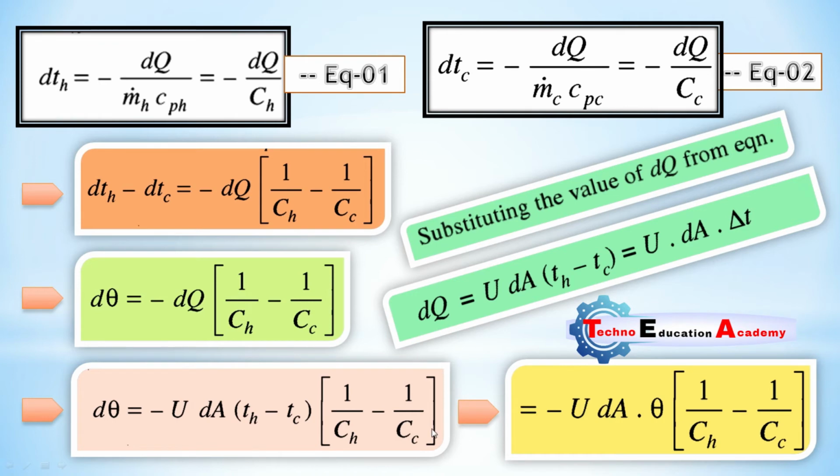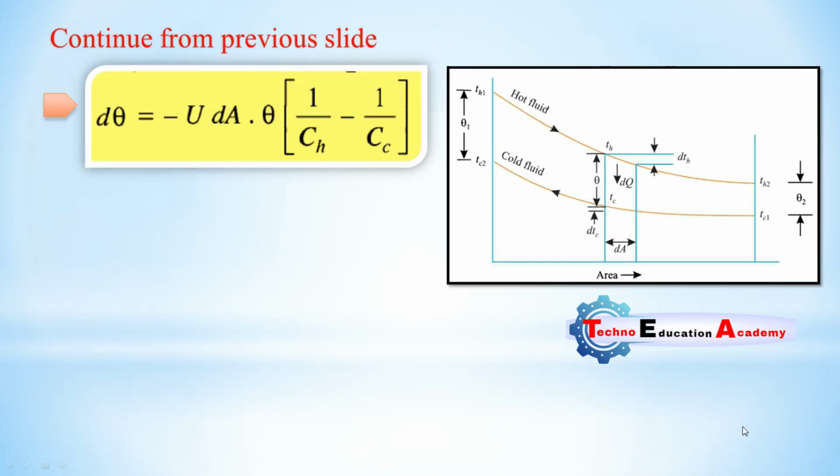Further we simplify this equation, but we know that Th minus Tc, okay, is the temperature difference at the intermediate section. Okay, it is equal to theta. We have already discussed this in the previous slide. So put the value of theta instead of Th minus Tc. Okay, so d theta equal to minus U into dA into theta in bracket 1 upon Ch minus 1 upon Cc.